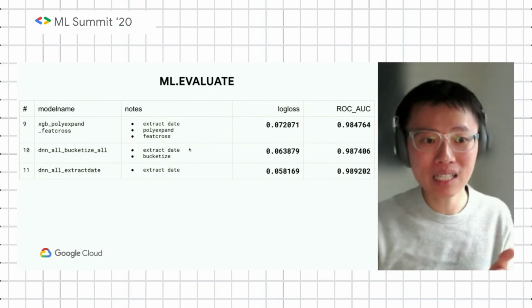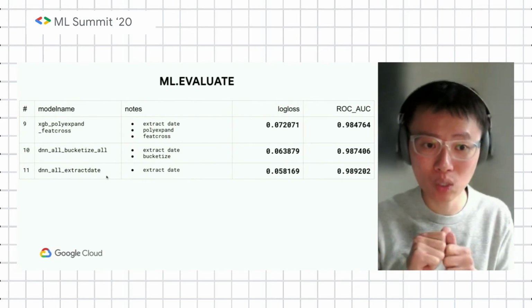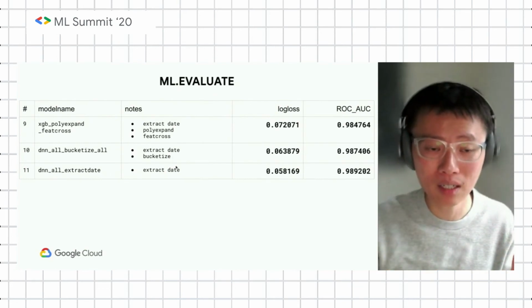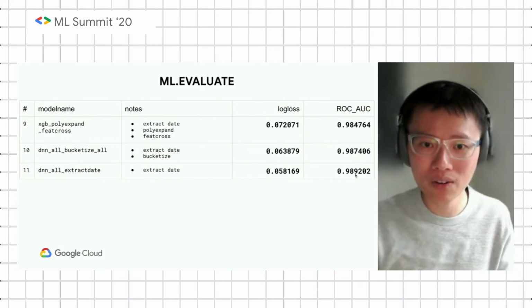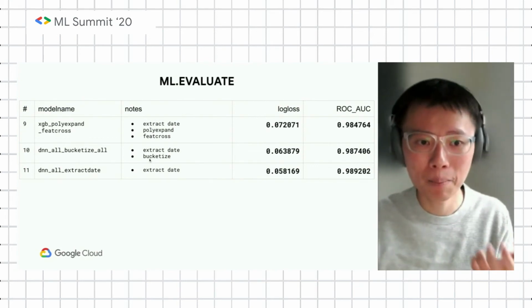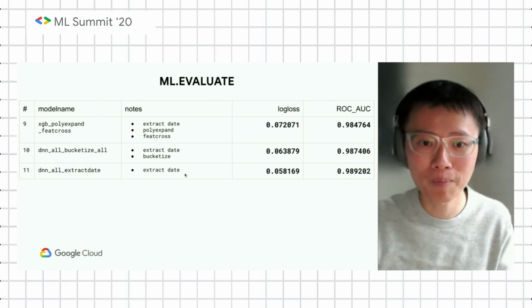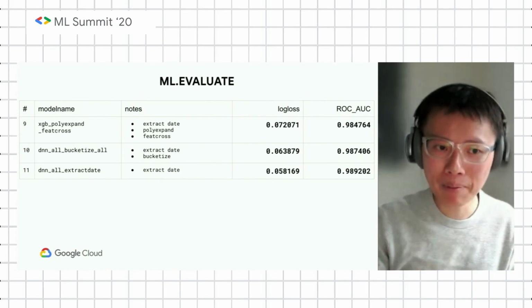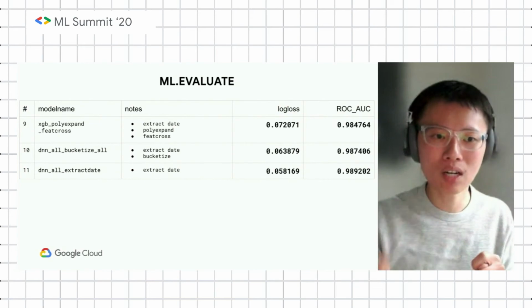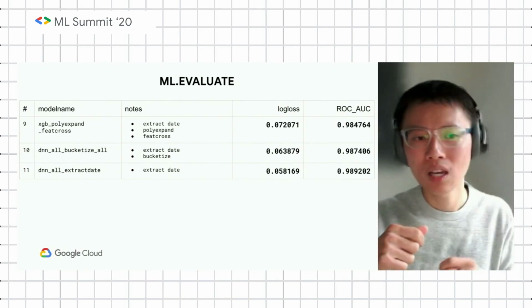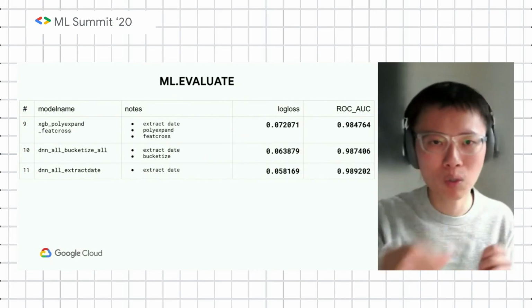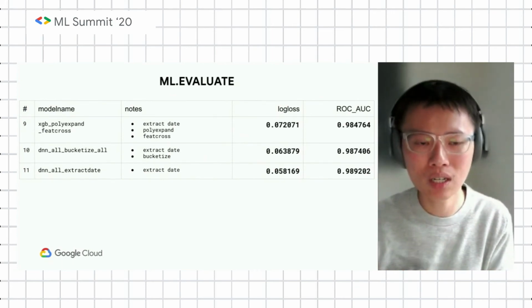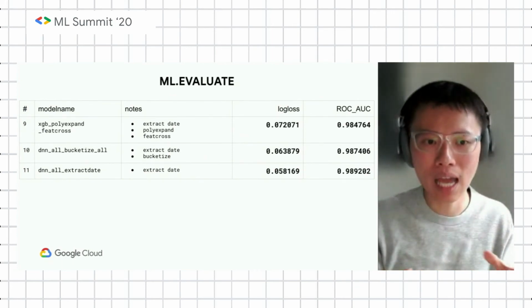Furthermore, DNN all extract date, which is not even doing any sort of bucketizing, has actually decreased log loss even further, and ROC AUC has improved even further, even though I didn't do bucketize in this final row here. So it means that perhaps bucketize was overly generating features that were unnecessary, or it was overfitting to the training data, and it wasn't doing so well on the validation data set when I was running ml.evaluate.